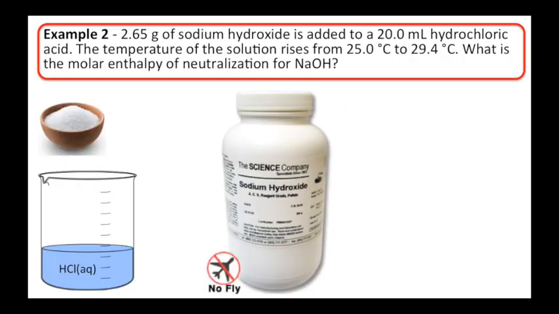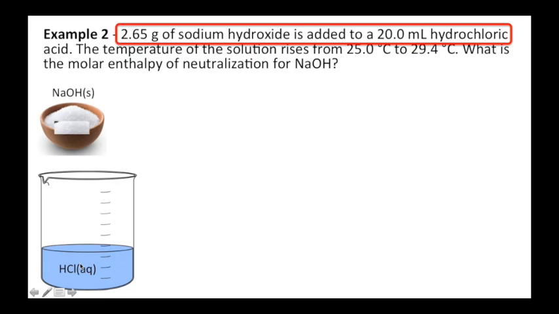We have 2.65 grams of sodium hydroxide added to 20 milliliters of hydrochloric acid. The temperature rises from 25 to 29.4. What's the molar enthalpy of neutralization? Okay, so I take some sodium hydroxide. So there's my sodium hydroxide, and I've got hydrochloric acid here. 2.65 grams of sodium hydroxide is added to 20 milliliters of hydrochloric acid. We stir it all up, it dissolves, and the acid neutralizes the base. Anyway, they react.